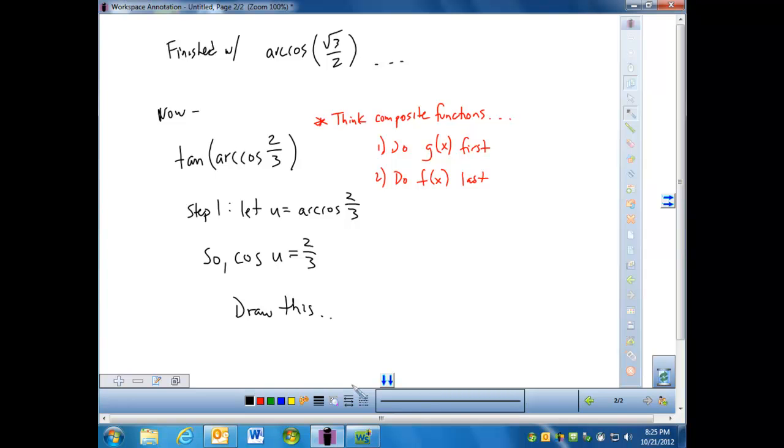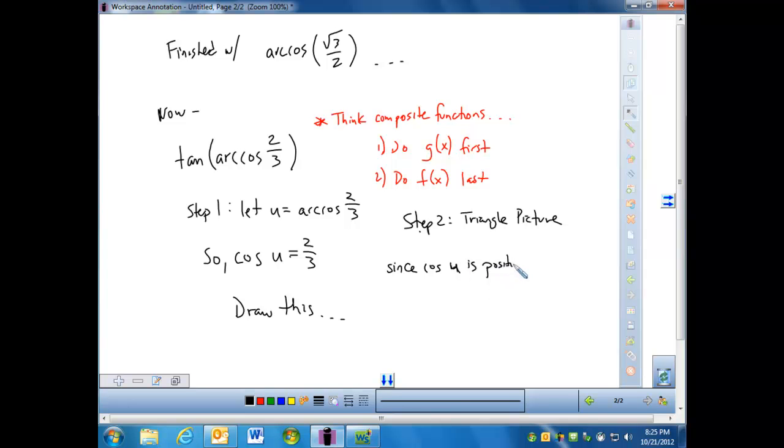Now, here's the part that I think is real important. Draw a triangle that represents that. Draw a triangle that shows angle u having a cosine of 2/3. So think about what that means. Think about what goes into making cosine. Remember, cosine is defined as the adjacent side divided by the hypotenuse. So if I draw a right triangle, and remember, since this cosine is positive, that right triangle is going to be up in that first quadrant.